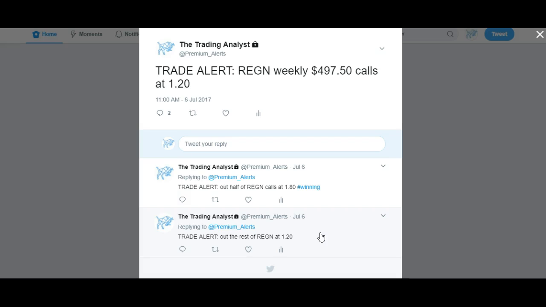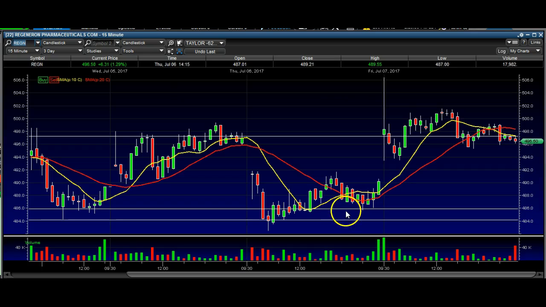A lot of times we like our weekly calls to be a bigger gain than this, but not all of them end up working that way. But this ended up being still a very nice win, 25%. And we had several other profitable trades on the day as well.